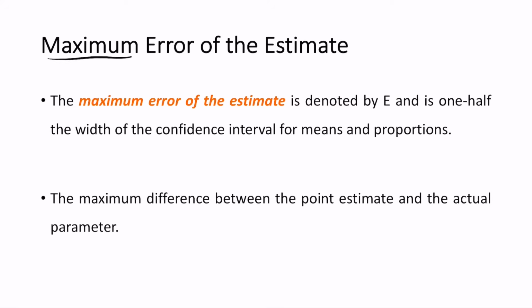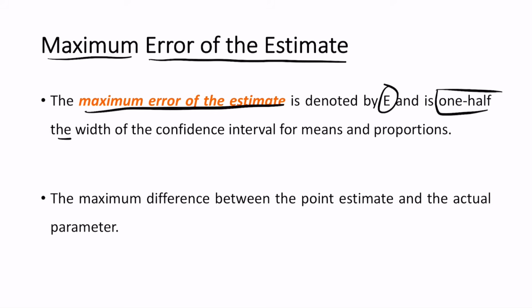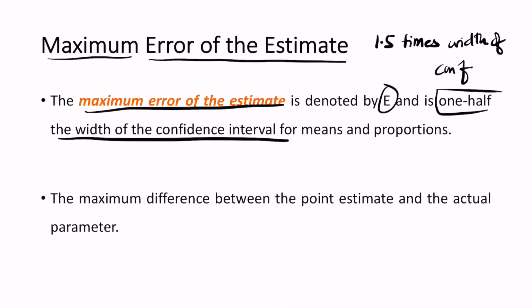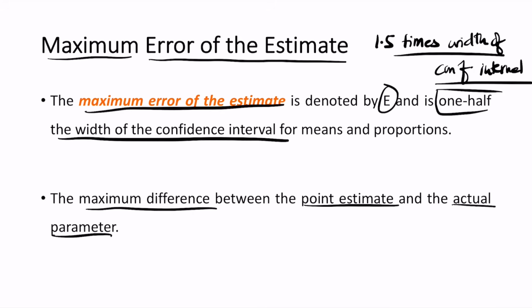Next, let's come to the error part. What is the maximum error of an estimate? The maximum error of an estimate is denoted by E, and it is generally 1/2 of the width of the confidence interval. Remember, this is very important. The maximum difference between the point estimate and the actual parameter is called the maximum error of an estimate.